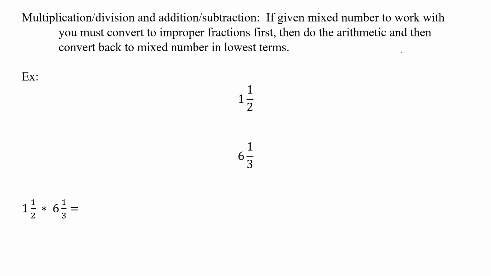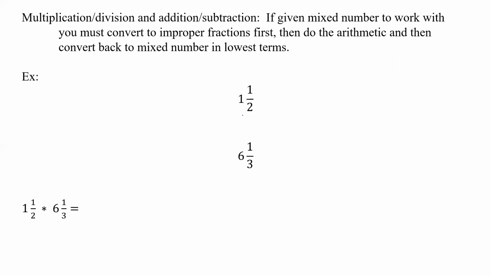All right. Now, moving on in fractions, another thing we can do is we can multiply and we can divide and we can add and we can subtract fractions. So, depending on what we're doing, we're going to have to figure out how to simplify to get to where we need to go. So, if we're given mixed numbers to work with, you have to convert those first to improper fractions and then do the arithmetic, whether you're doing adding, subtracting, multiplying, or dividing, and then convert back to the mixed number in lowest terms.